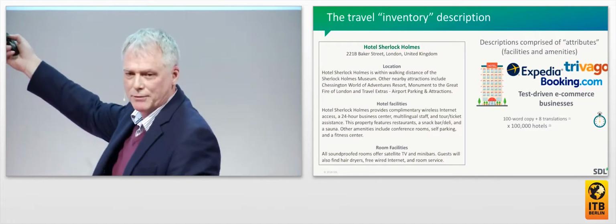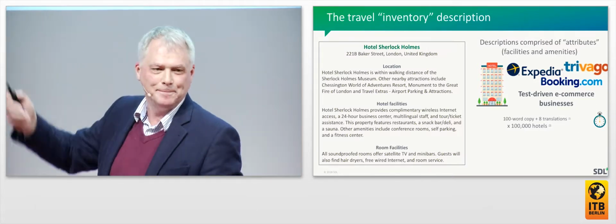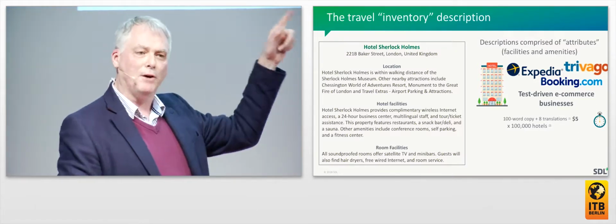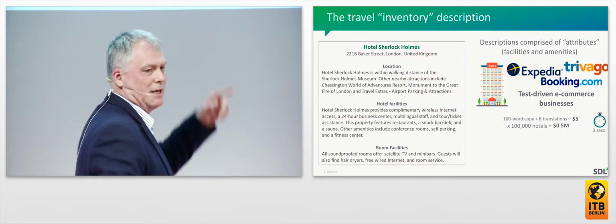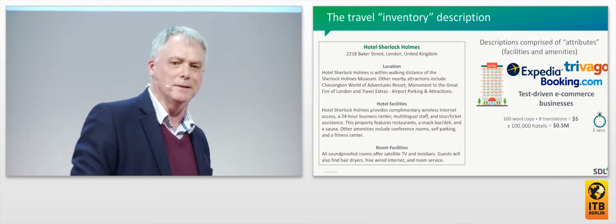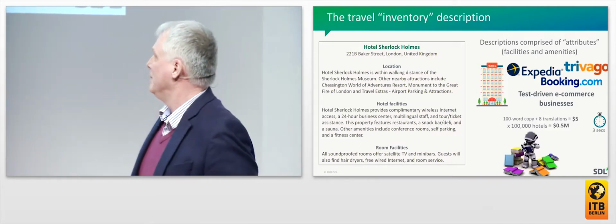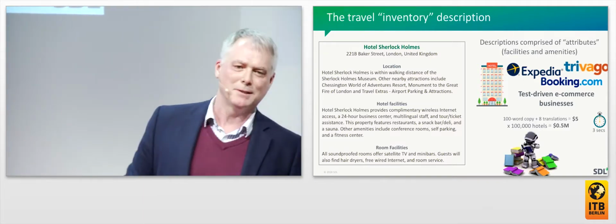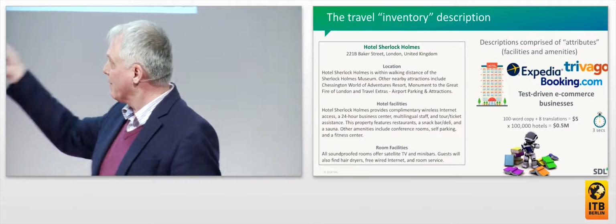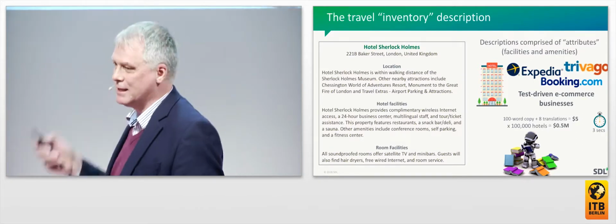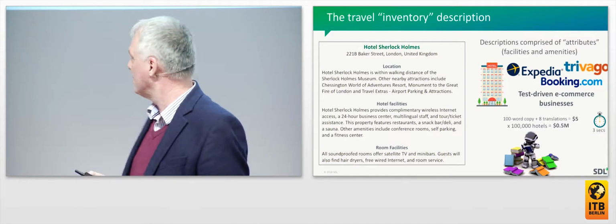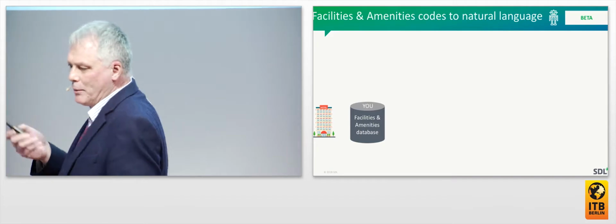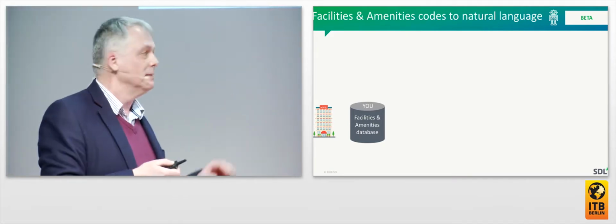Except this piece of content didn't. It cost $5 to create. It was done in 3 seconds, and for the modest inventory, you would have only spent $500,000. Why? Because we've used robots. Machine learning to create this content. This exact piece of content was not written by a human, it was written by a robot. What we've done at SDL is the following.